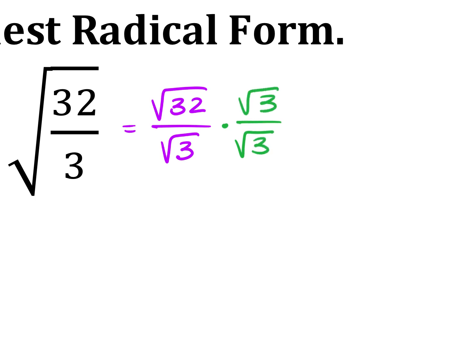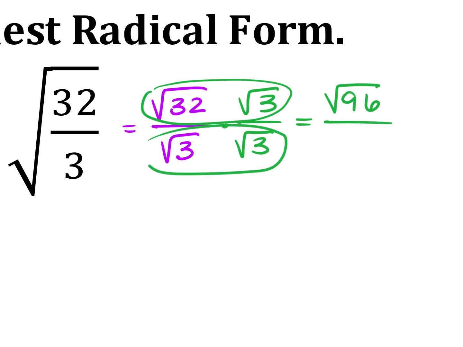So do that. How do you do this? What do you do first? Multiply the top, and you get the square root of 96. What do you get on bottom? The square root of 3 times the square root of 3 is 3, right? It's the number under the radical. Are you done? You might be.